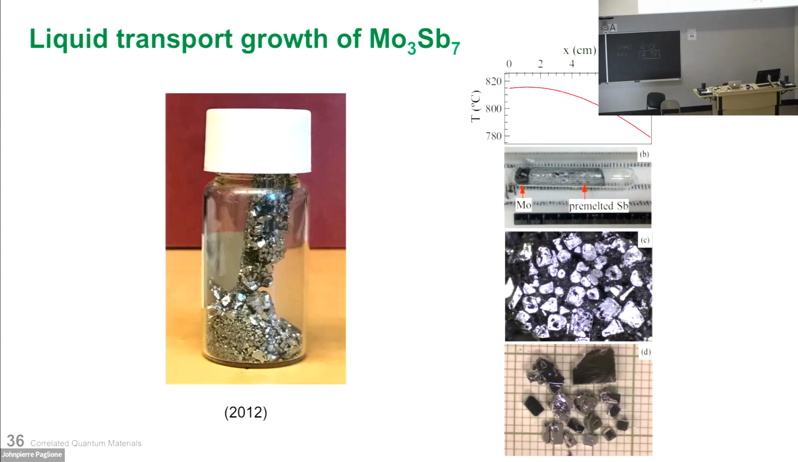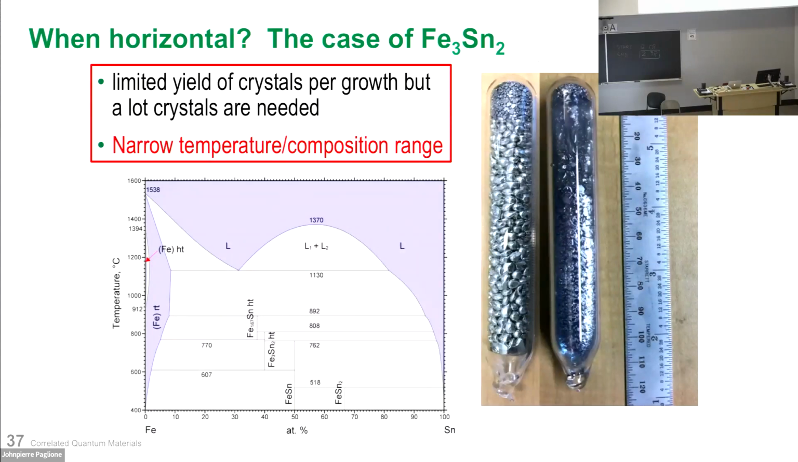So if you use the liquid transport growth, you have a temperature gradient, a horizontal tube, which is shown here, and molybdenum is here. All of this from here is pre-melted antimony, so that's kind of liquid. These are some of the crystals that you get out. This was obviously done a few years ago, about a decade. So in this case, you can get a fair number of crystals, which you can then align since it's cubic to do neutron experiments with.